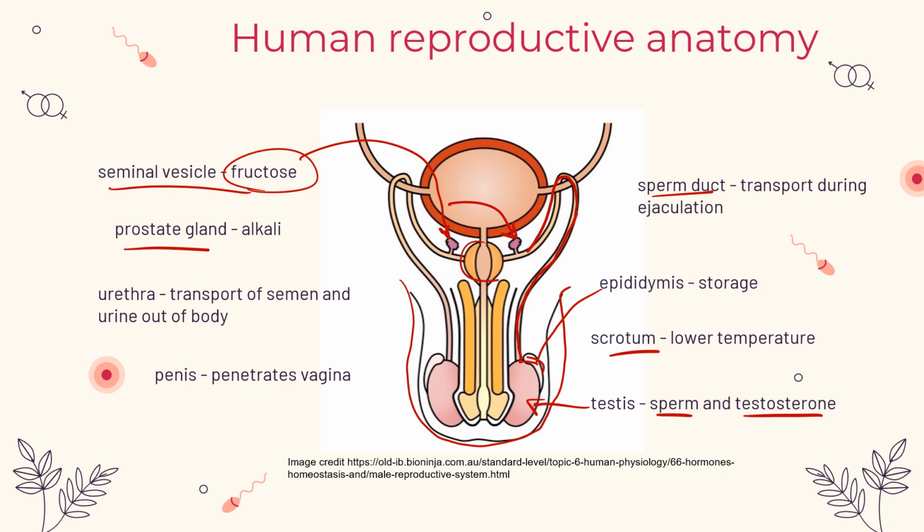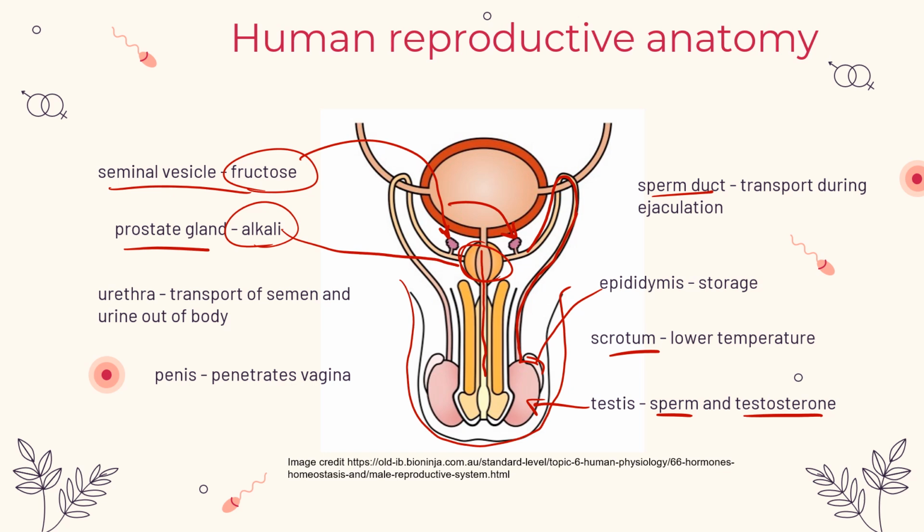The next gland that the sperm are going to pass by is the prostate gland. The prostate gland is going to add an alkaline solution so that the sperm are protected from the acidity of the vagina. Then all of this stuff, the semen, is going to pass through the urethra. The urethra is the tube that is going to carry the sperm, the semen, outside of the body during ejaculation.